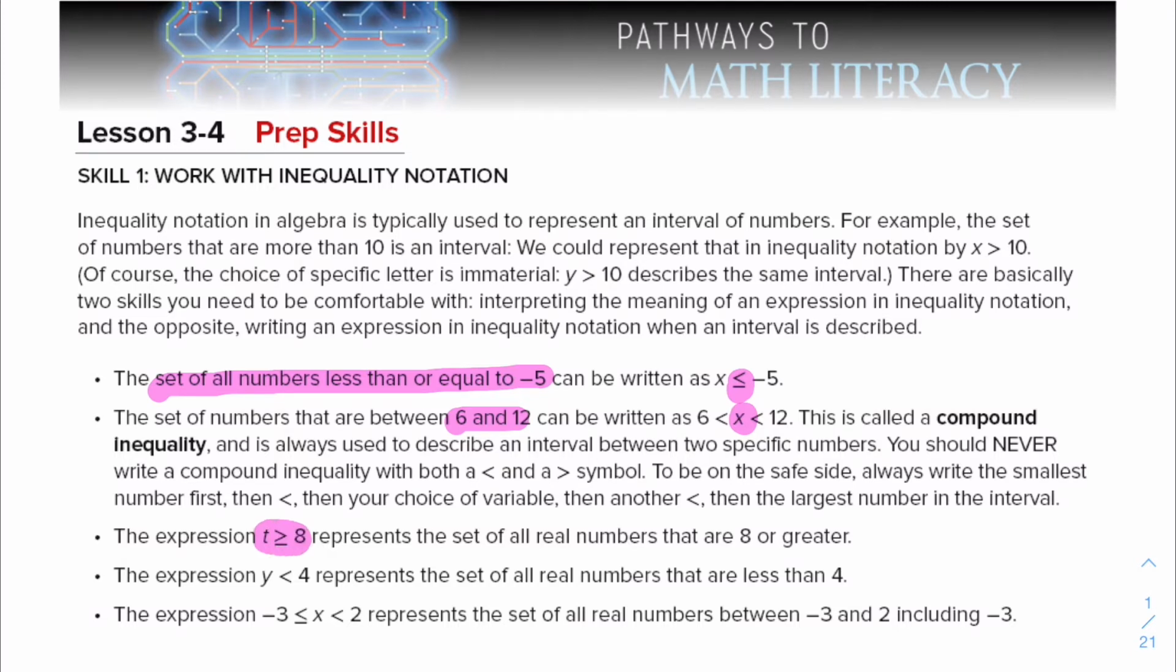If you have this expression, t is greater than or equal to 8, that means you're letting any real number greater than or equal to 8. Y less than 4, any value of y that is smaller than 4, so 3, 0, 1.5, 1.999, those all satisfy this inequality. And you could absolutely have equal to on one side and then a strict inequality on another. So if you have this case, you could equal -3, but you have to be strictly less than 2. So you could pick any number in between that, but you could also include -3.